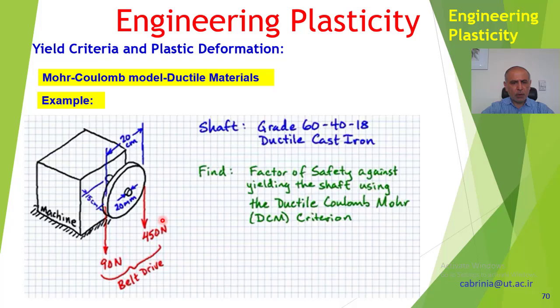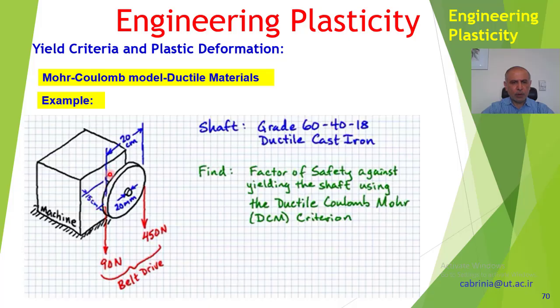Now here we are just considering the forces applied to this pulley. As you know, when we have a pulley and belt system for power transmission, we have to apply pretension on the belt so that the power is transmitted. This is the pretension applied to the belt, as well as the forces due to power transmission. That's why we have this 450 Newton and 90 Newton in here.